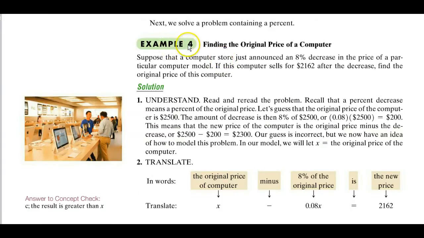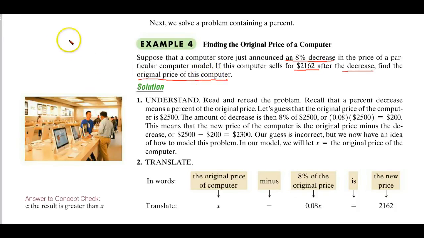Going on now to example 4, finding the original price of a computer. So you want to pause, we will pause, and then read this carefully. So after reading it carefully, there's an 8% decrease from the original price of a computer. If it costs this after the decrease, what was the original price of the computer?